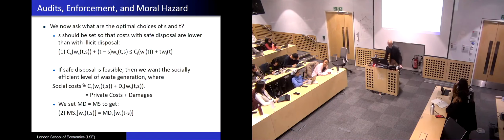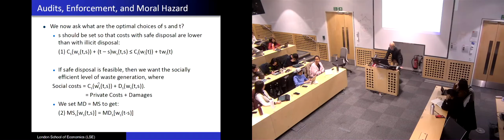We also probably want to ask ourselves, what are the optimal choices of S and T, right? What is the right level of subsidy and tax given the situation? So S should be set so that costs with safe disposal are lower than with illicit disposal. So we want to set the subsidy in such a way that it just makes more sense for the firms to safely dispose of their waste compared to if they do it illegally, right? And if safe disposal is feasible, then we also want the socially efficient level of waste generation, where basically we get marginal damage equal to marginal saving, right?